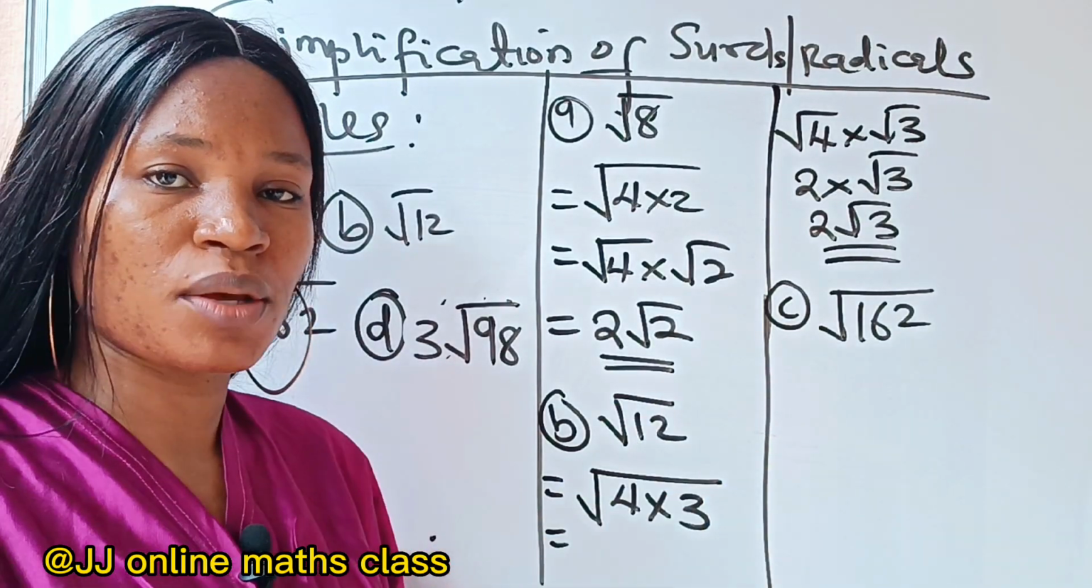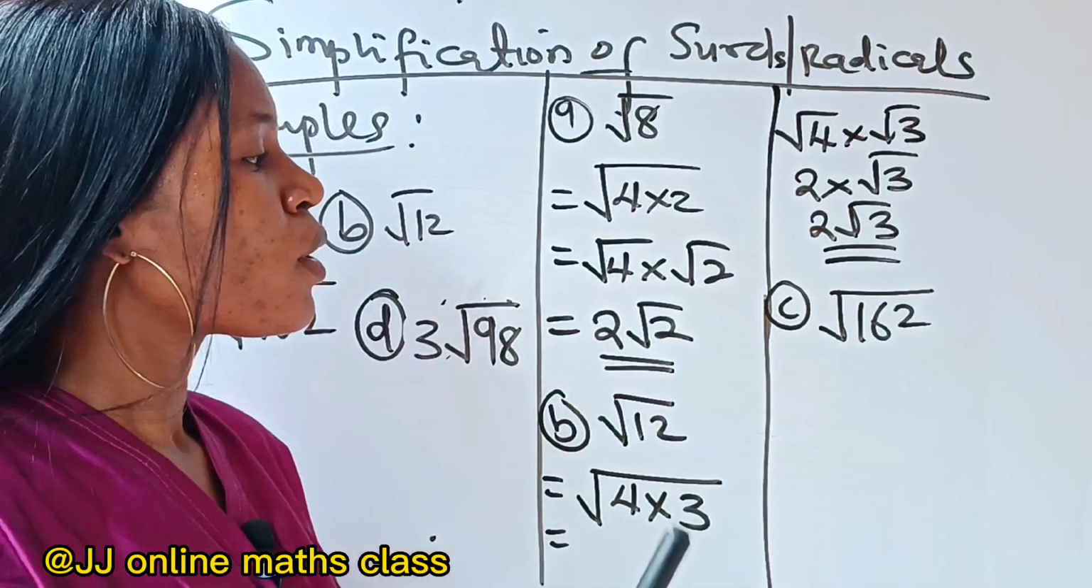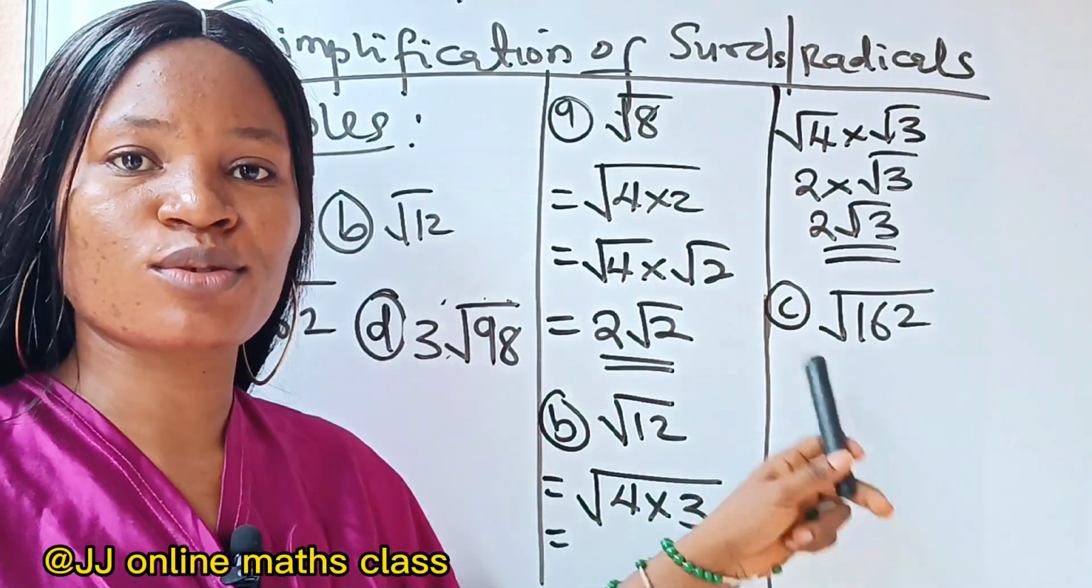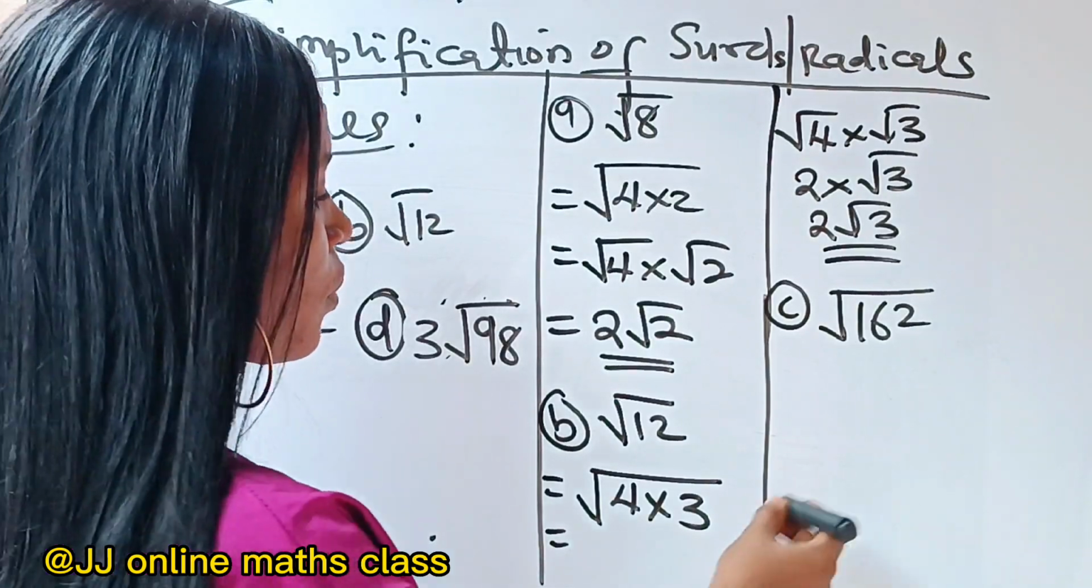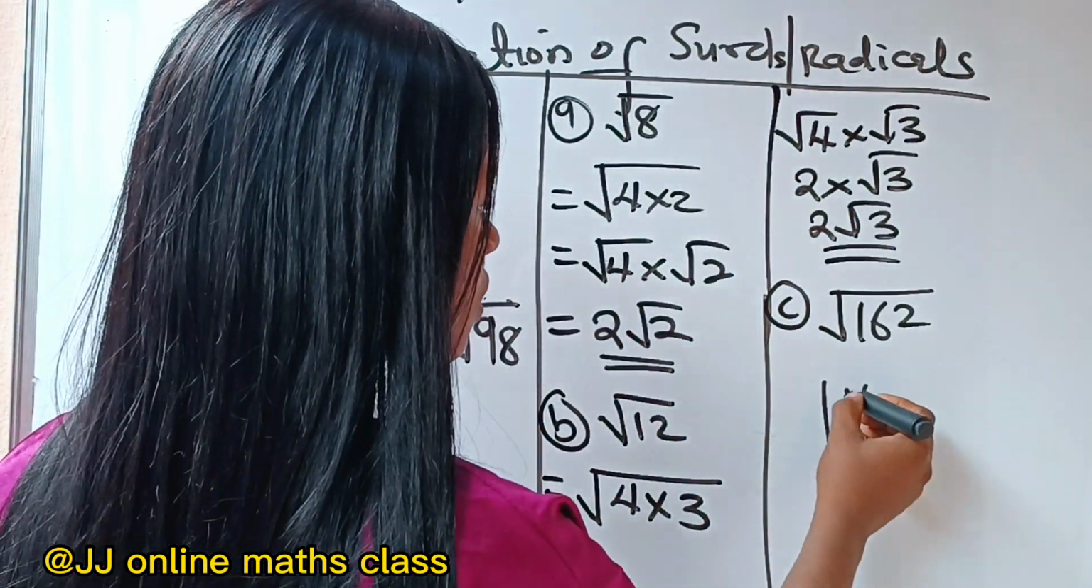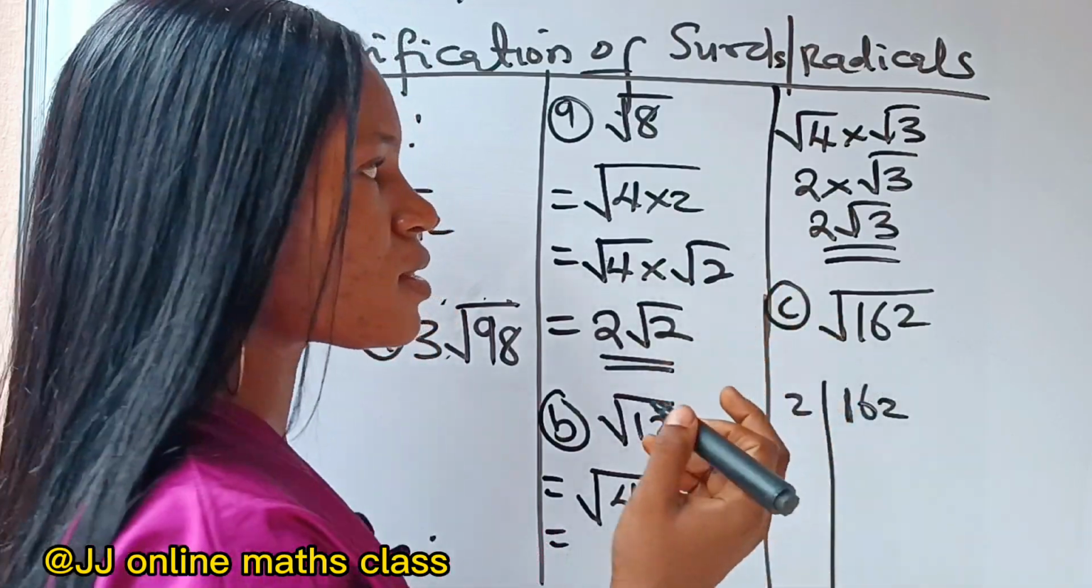It won't be easy for you to actually pick the factors you want out. So we are going to use my method to pick the two factors that we need. So we are going to write 162. The smallest number that can divide 162 is 2.